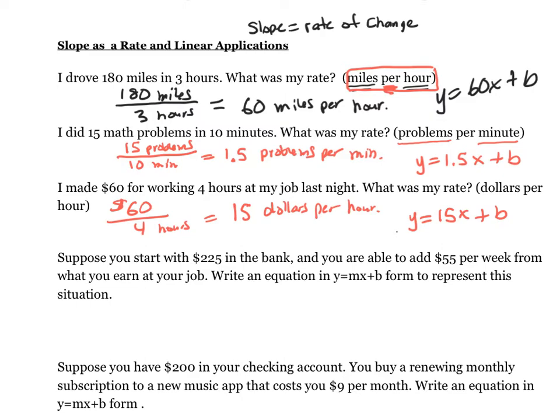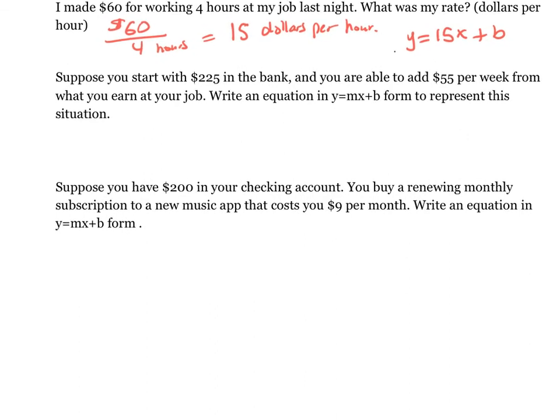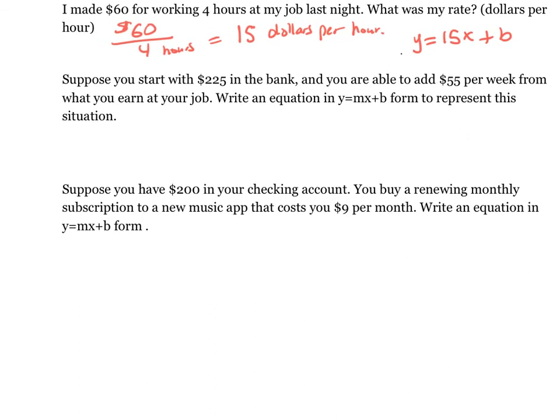Now, here's an example of using that idea to write an equation. It says, suppose you start with $225 in the bank and you're able to spend $55 per week from what you earn at your job. Write an equation in y equals mx plus b form to represent the situation. Well, in the beginning part of the sentence, it says that you start with $225 in the bank. A starting point, that is the y-intercept, or the b. And the slope, of course, would be the rate, and I find the rate by finding the word per, so $55 per week, that means the 55 is my slope.